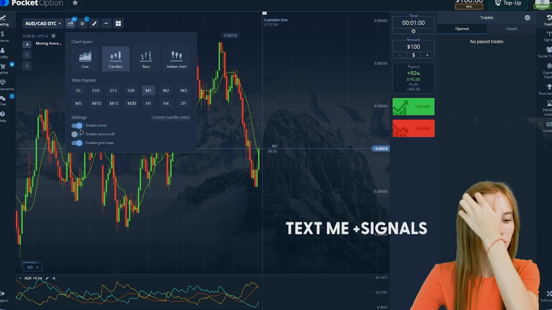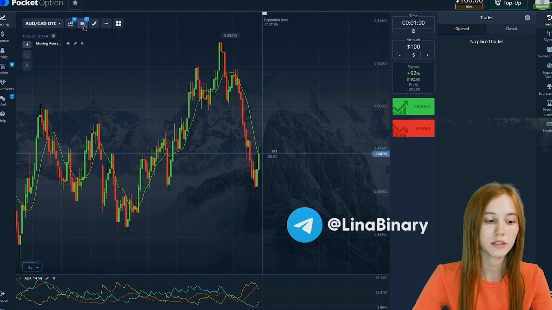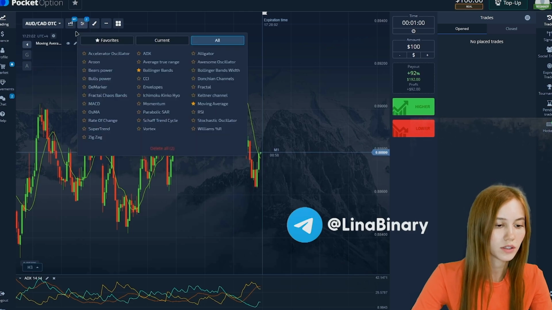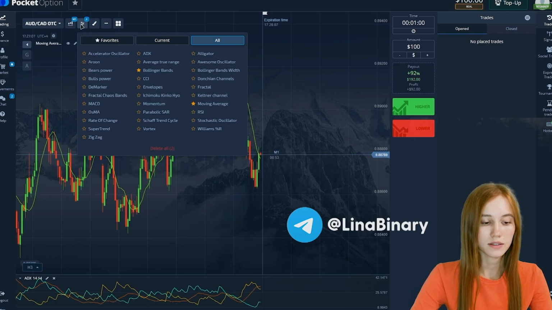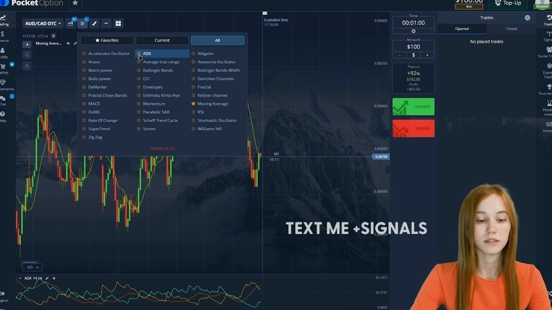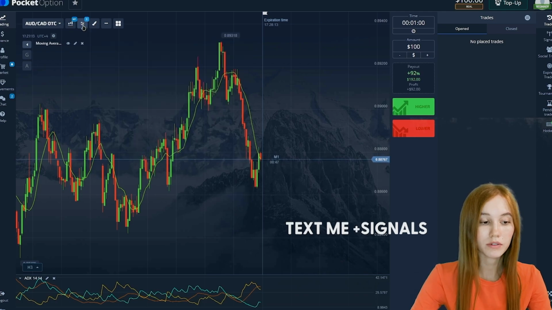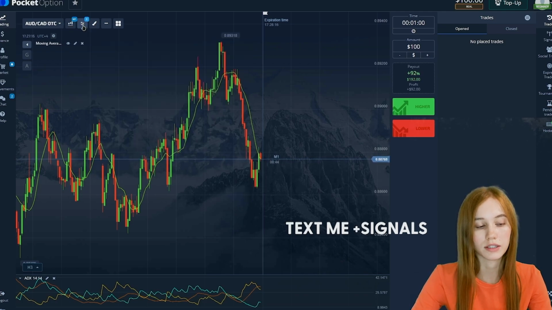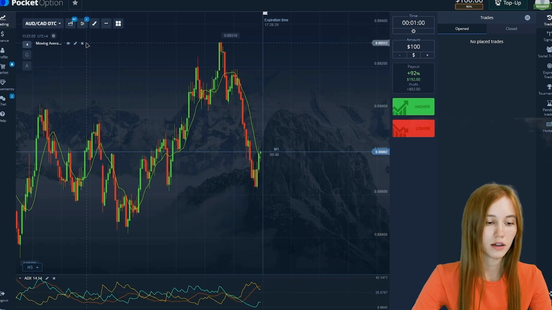We will trade using two indicators. You can turn on the indicators by clicking here. For us, it's ADX and moving average. Let me tell you more about these indicators. Let's start with the moving averages in more detail. This is the green line. I can highlight it. Here are its settings.